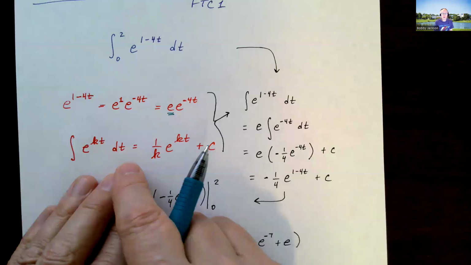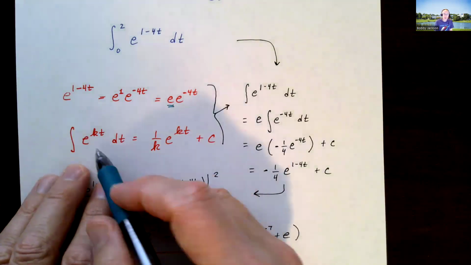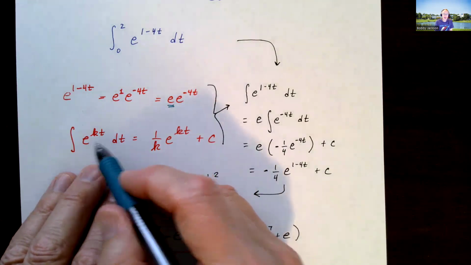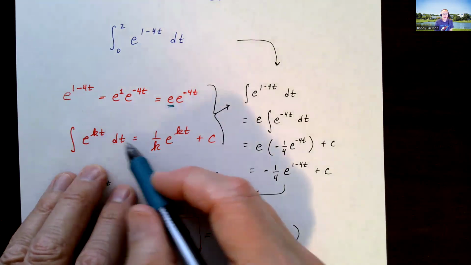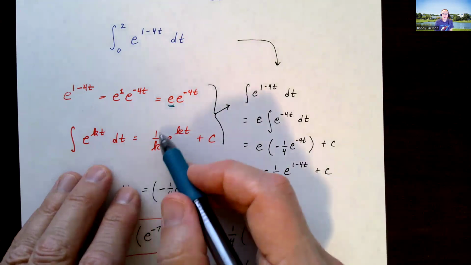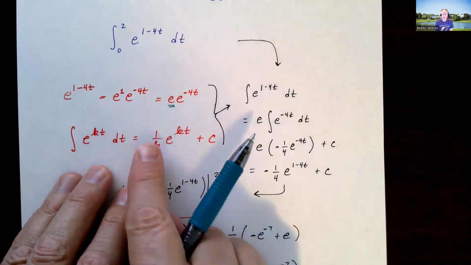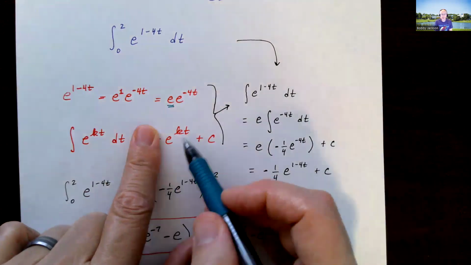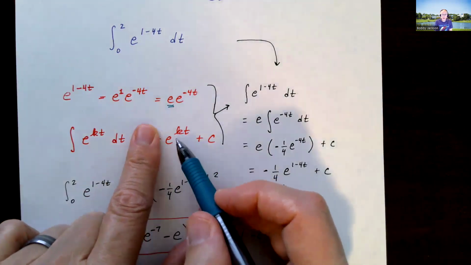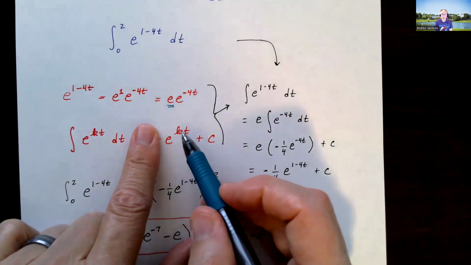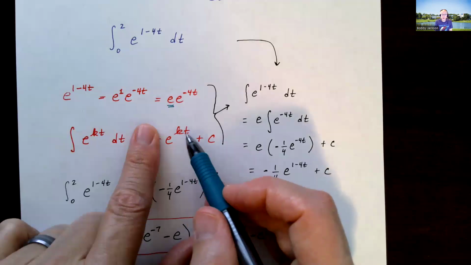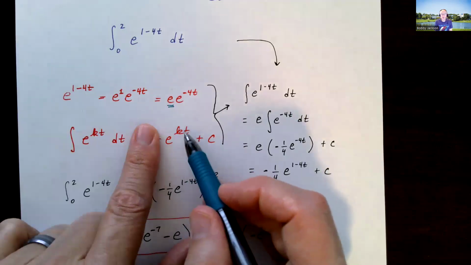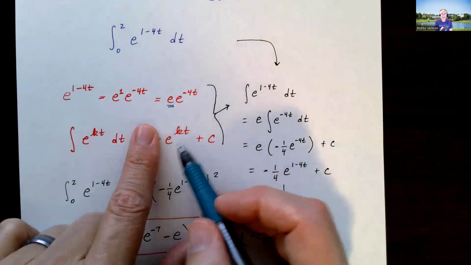I'm also going to use this fact, which we developed in class. The antiderivative of e to the kt is not e to the kt, where k is some non-zero constant. Notice the antiderivative is 1 over k e to the kt. Why is that? If you take the derivative of e to the kt by the chain rule, you've got inner function kt, outer function e to the u. The outer function derivative is just e to the u, e to the kt, times the derivative of the inner function. The derivative of kt is k. You get k e to the kt.